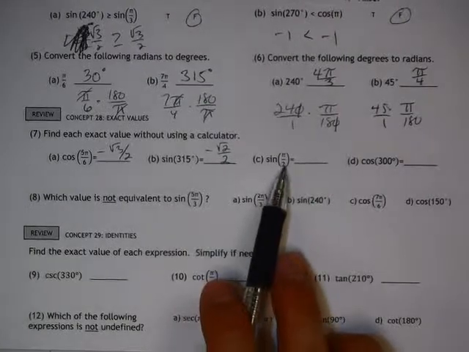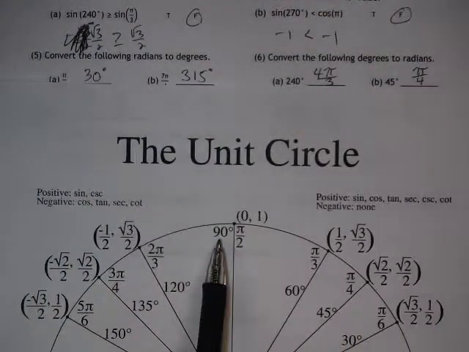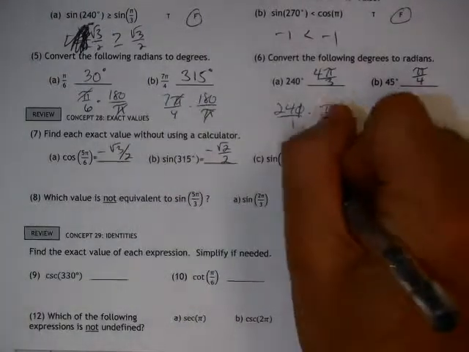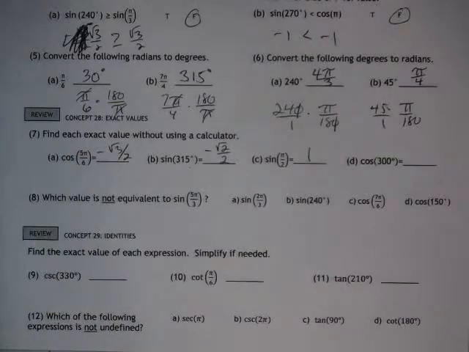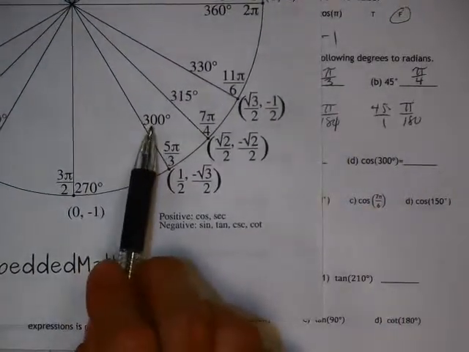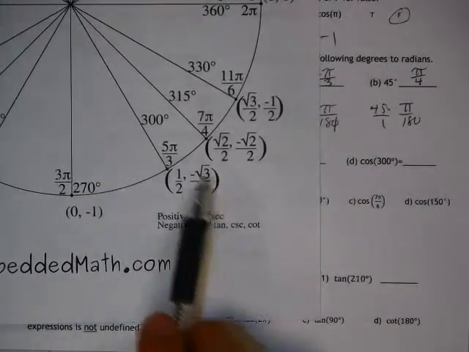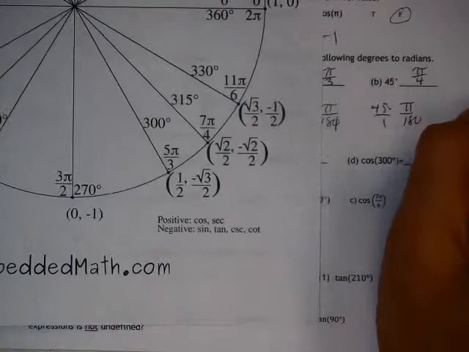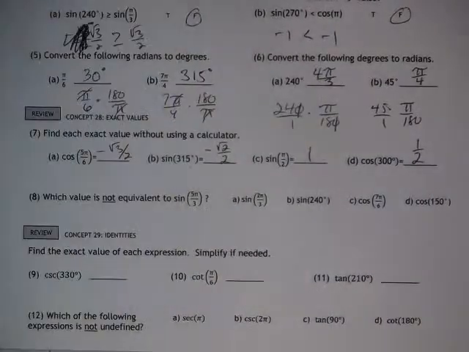Part C, sine of pi over 2. Pi over 2 is at 90 degrees. Sine again, y value, the rise, which is positive 1. Cosine of 300. X value at that point, there's your coordinates. X value is 1/2, so the cosine of 300 is 1/2.